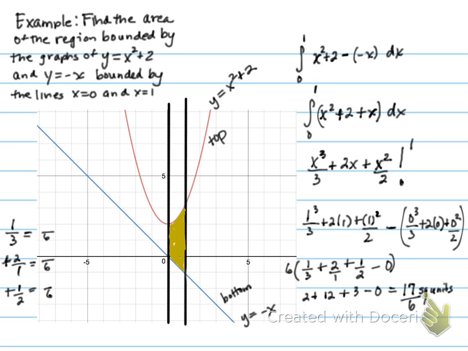All right, so 3 going to 6, 2 times 1 is 2. 1 will go into 6, 6 times 2 is 12. 2 will go into 6, 3 times 1 is 3. So I get 12 plus 3 plus 2, which is 17 over 6. So it should be 17 over 6 square units. Okay, that is my answer to this problem.